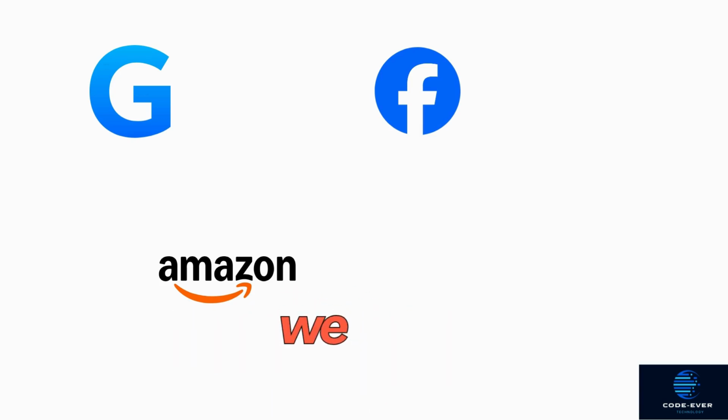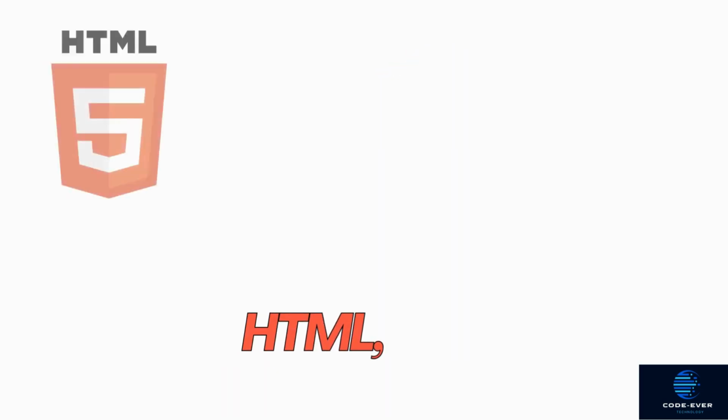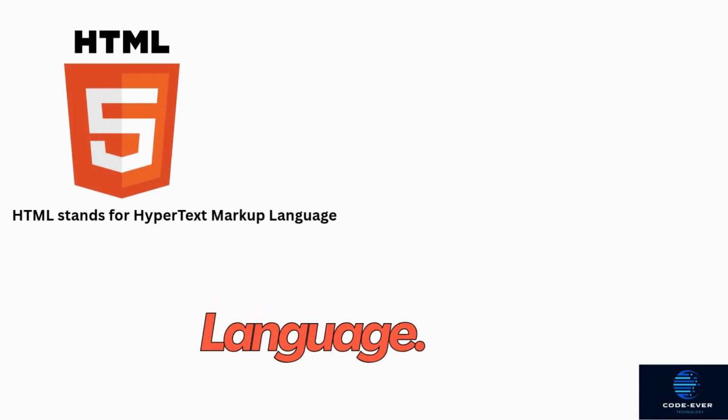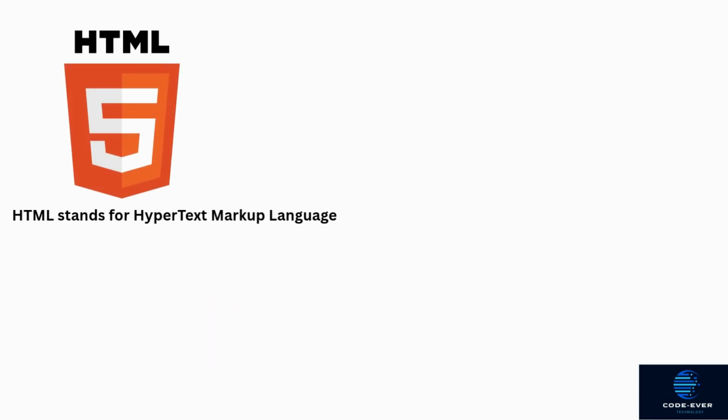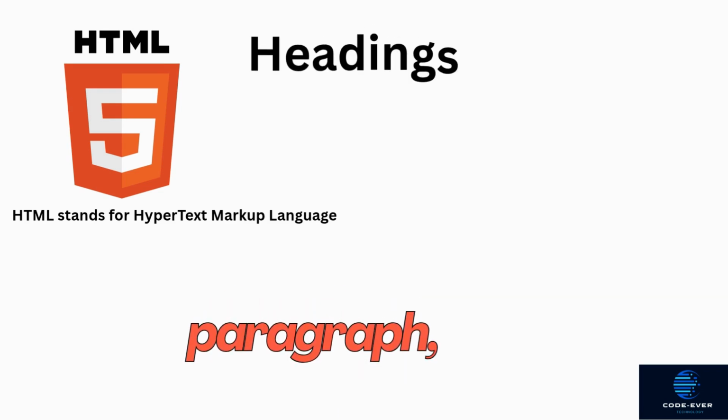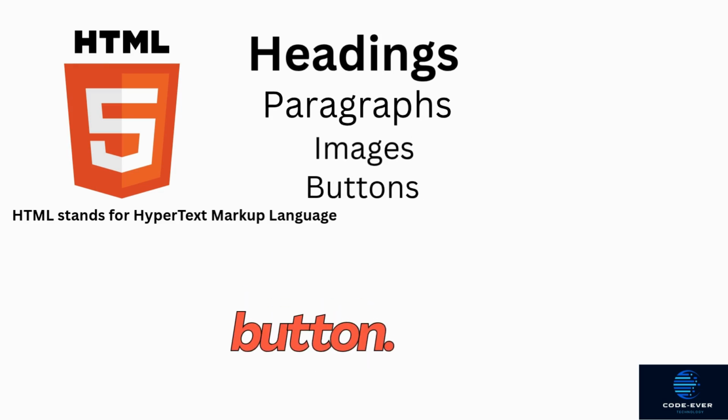The three major technologies we are going to use to build a website. The first one is HTML, which stands for Hypertext Markup Language. HTML helps you to create structure like headings, paragraphs, images, and buttons. Think of HTML as the blocks used to build a house.